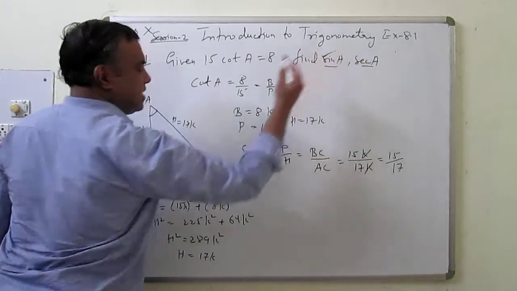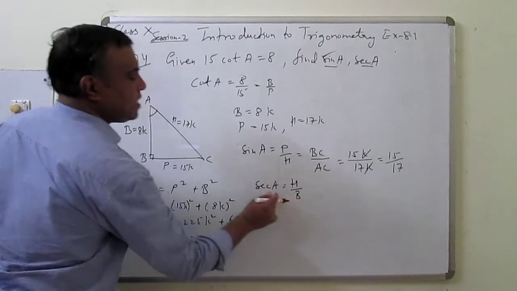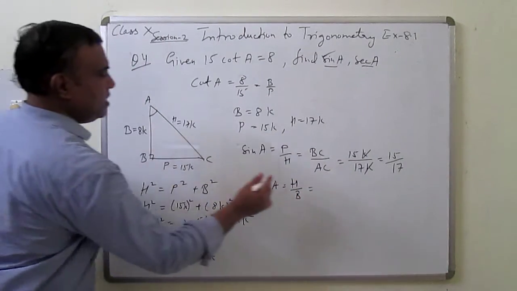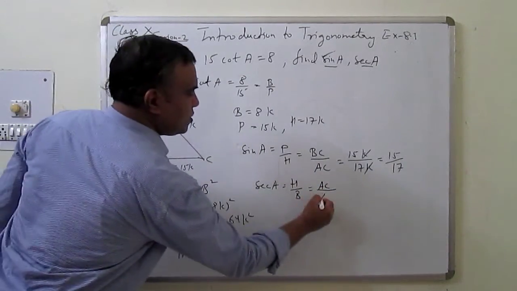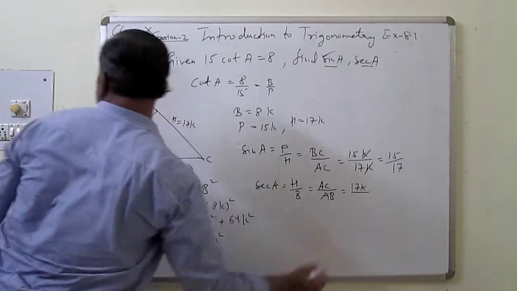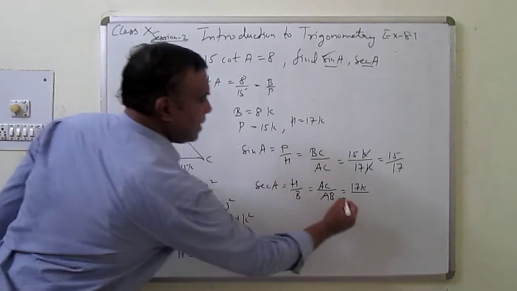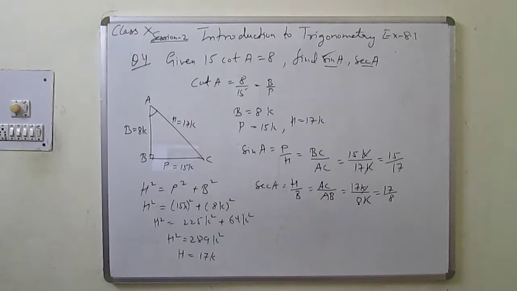Now this we calculate sec A. Sec A, all of you know, it is hypotenuse upon base. Reciprocal of cos A is sec A. What is hypotenuse? AC is the hypotenuse upon what is base? AB is the base. So AC is 17k upon AB is 8k. This will cancel out. 17 upon 8 is the answer. Now I will take another question. You can see on the board.